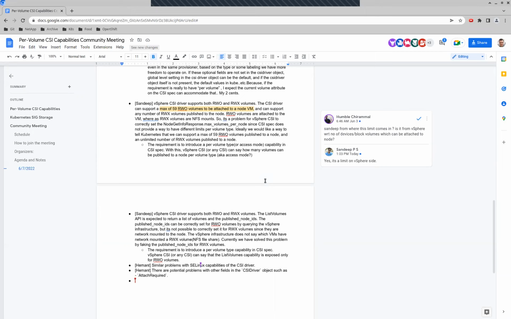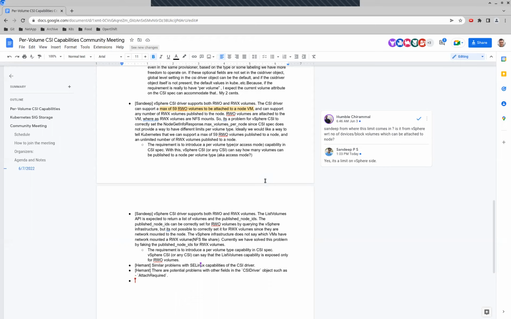Hold on. Can you describe why those two things would be under the same driver? That's how the driver author has chosen to implement it. If you create a storage class for your file and you specify an FS type, then it gives you a block volume. If you skip it, then it gives you a read write many volume. Even though the driver name is the same, the way these two volumes behave is completely different.